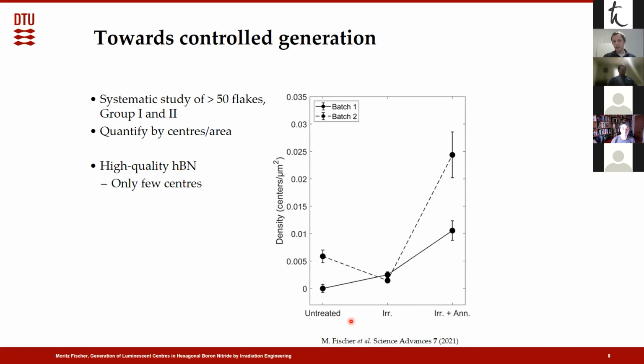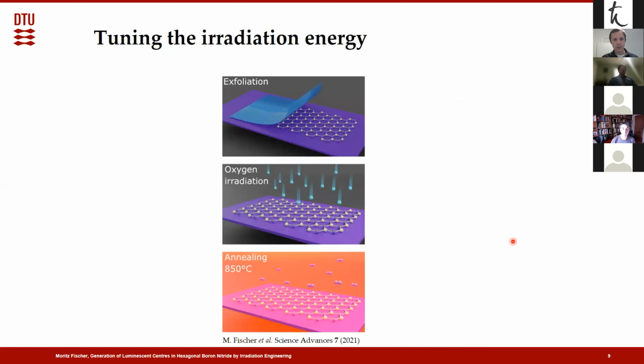This is shown for 2 batches here. After exfoliation, you only get a few luminescent centers, which reflects the high quality of the hBN we use. Then after irradiation, for instance here for batch 2, the centers basically disappear. And then after subsequent annealing, the density increases substantially. That shows you the controlled generation, because there are only few present before our generation process, but then actually a lot after the final step of our generation process.